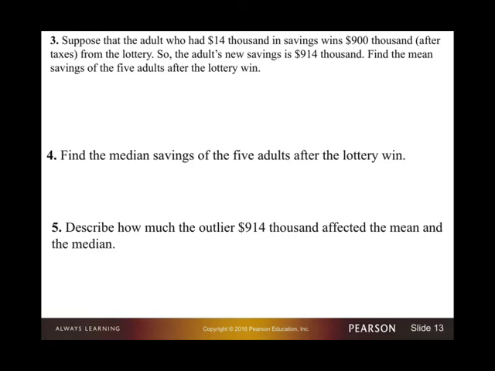Okay, number 3, suppose that the adult who had 14,000 in savings wins 900,000 from the lottery. So the adult's new savings is 914,000. Find the mean savings of the 5 adults after the lottery win. So right now, we're going to replace one of the data from 14,000 into 914,000. So my data set should look like this. And then I want you guys to find the mean for the new data set from here.